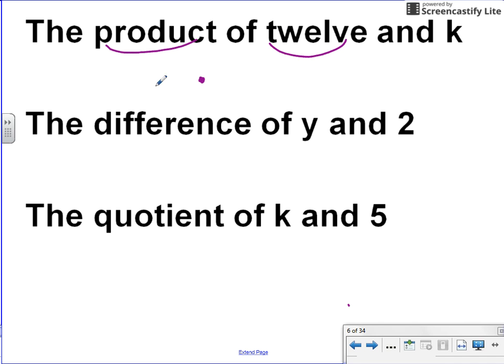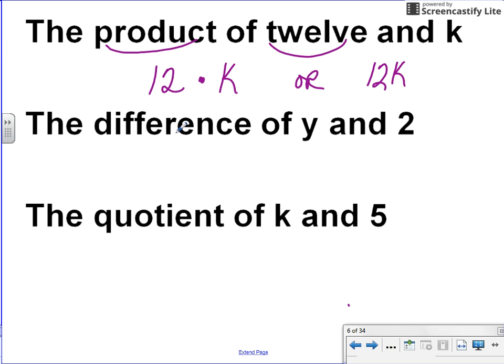Here's the word 12, which will represent numerically as 12 that way, and k. So we can write it like this. The product of 12 and k looks like this. Or we can also simply just write 12k. We don't even have to put an operation symbol in between there. We can simply just write 12k.